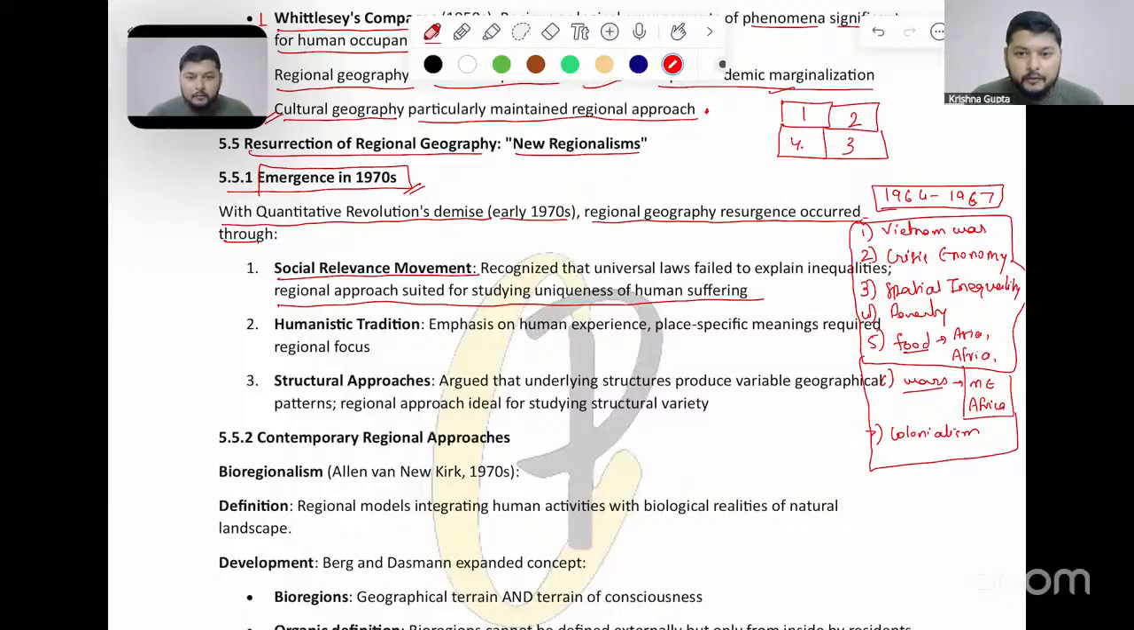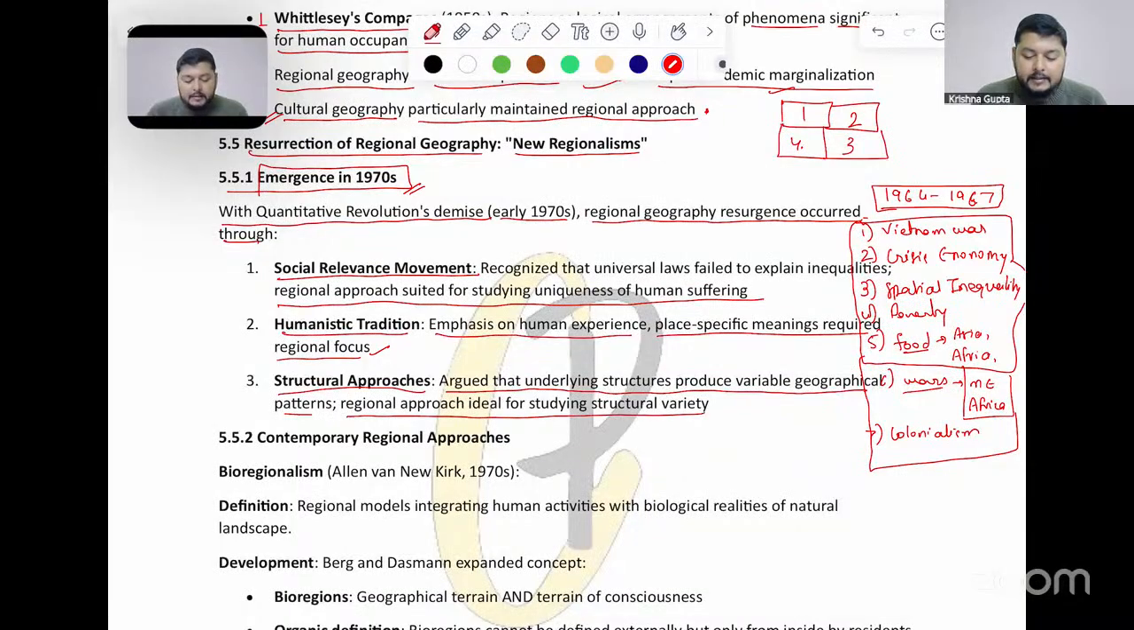Now, moving forward, the humanistic tradition emphasizes human experience, that is place-specific meanings, which requires a regional focus. After this, the structural approaches argued that underlying structures produce variable geographical patterns, and the regional approach is ideal for studying structural variety. So these were also taken up as part of the condition. We can see here the three basic patterns. The social relevance movement is part of radicalism. The humanistic tradition is humanistic geography.